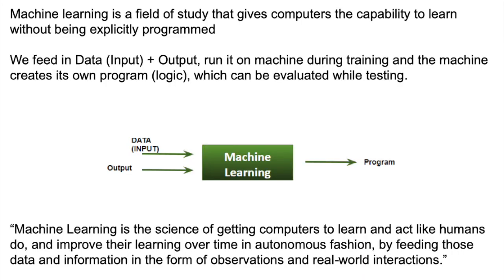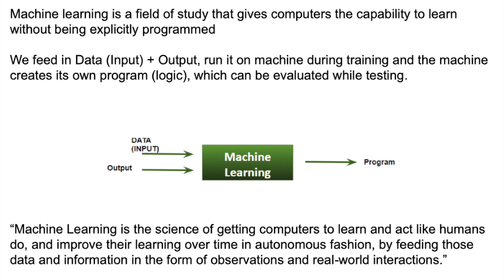Hello, so let's discuss machine learning. Machine learning is a field of study that gives computers the capability to learn without being explicitly programmed. That means we feed in data, meaning input plus output, and it runs in the machine during training, and the machine creates its own program. Own program means its own logic, which can be evaluated while testing.